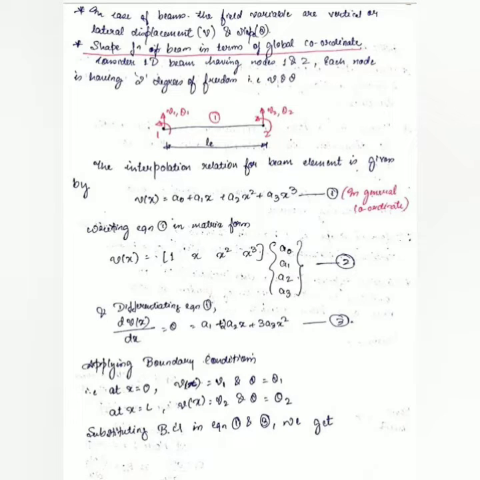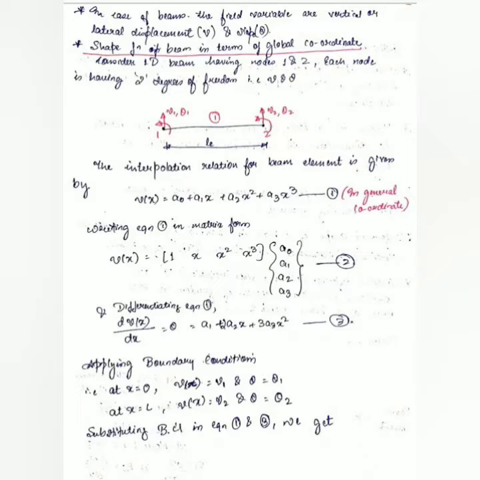Next is to find the expression, that is, the displacement function of the beam in terms of global coordinates. This beam element has 2 nodes, node 1 and 2, and each node has 2 degrees of freedom, V1 theta 1 at node 1 and V2 theta 2 at node 2, which was already discussed on the previous page. Since there are 2 degrees of freedom at each node, you know how to write the interpolation function. From module 1 we already discussed this.